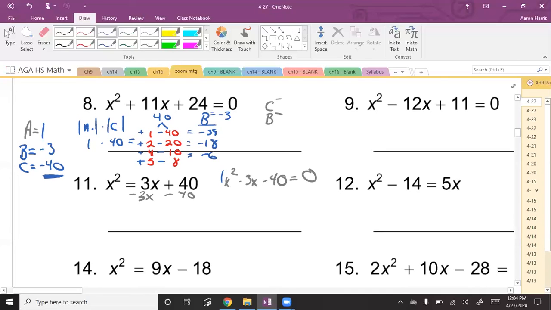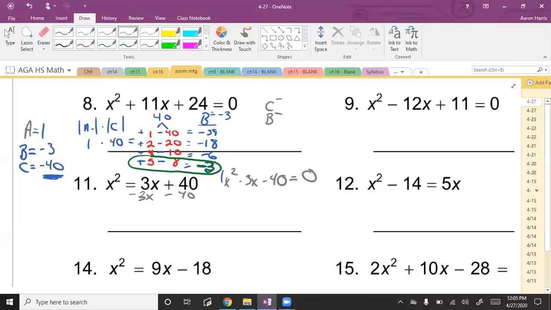What is 5 times a negative 8? Negative 40, which is my C. What's 5 plus negative 8? Negative 3. Which one is equal to my B? That would be the 5 and negative 8. There you go. So positive 5 times a negative 8 gets me to my C, which is negative 40. But a positive 5 and a negative 8 add to my negative 3, which is B.